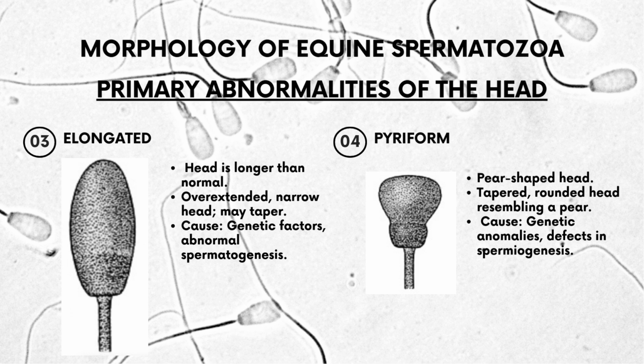Another abnormality to watch for is an elongated head. In this case, the head is longer and more tapered than normal, which may stem from genetic factors or abnormal spermatogenesis. Pieriform, or pear-shaped heads, are also abnormal and can result from genetic anomalies or defects in spermiogenesis.